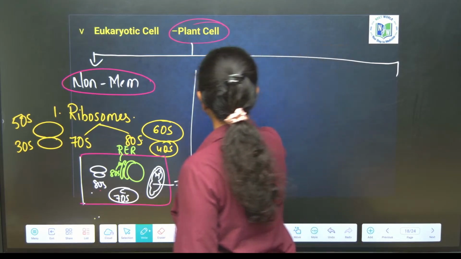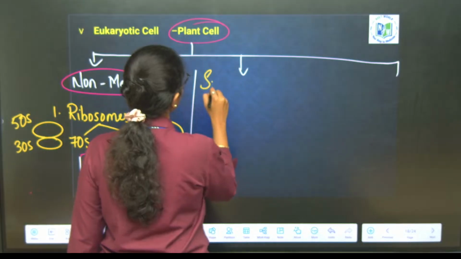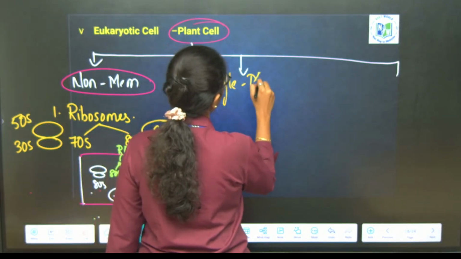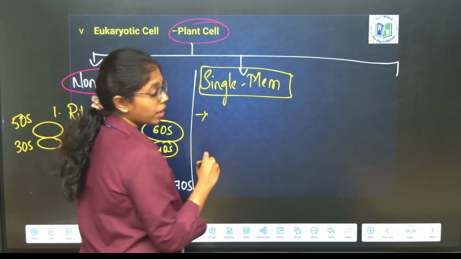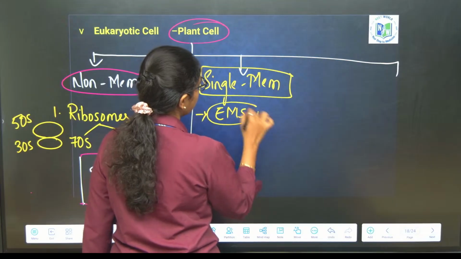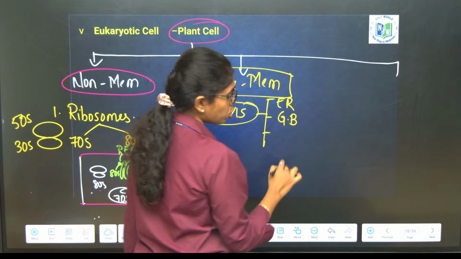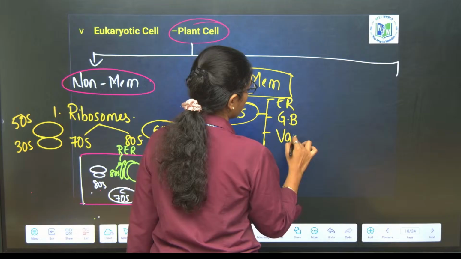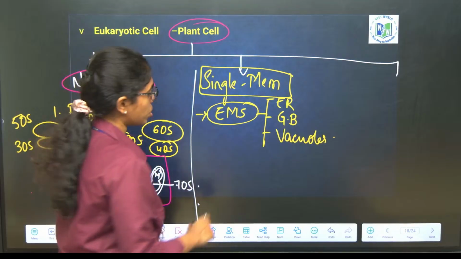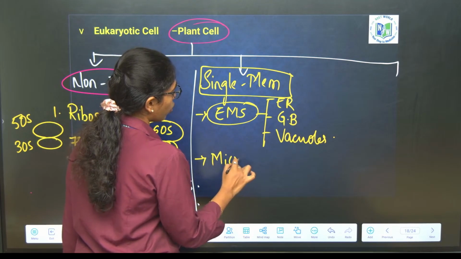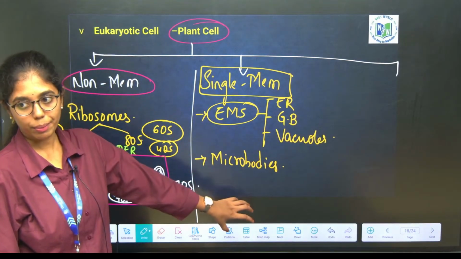Second is what? Single membrane bound organelles. First are those included under the endomembrane system, which includes endoplasmic reticulum, Golgi bodies, lysosomes, which are least present in plants, and then vacuoles. Fine. These are present in the endomembrane system. And we also have what? Microbodies like peroxisomes and glyoxysomes. These are single membrane bound organelles.